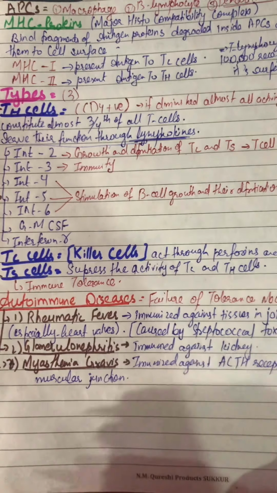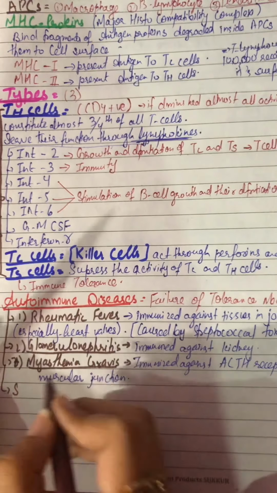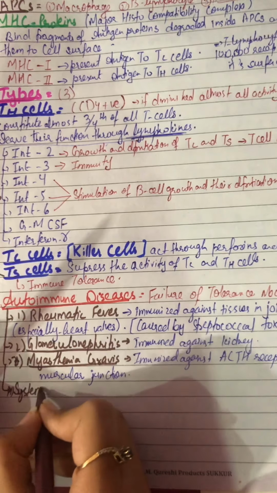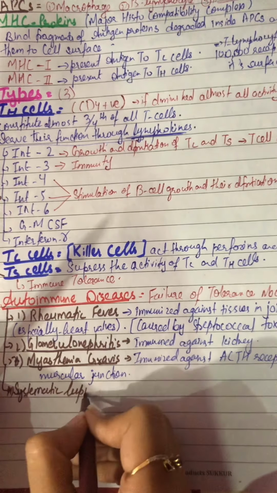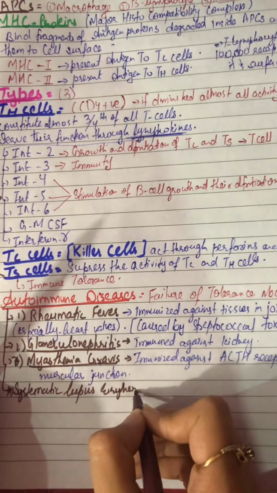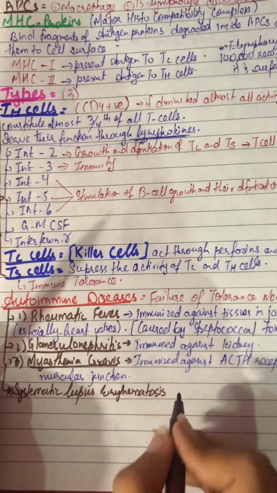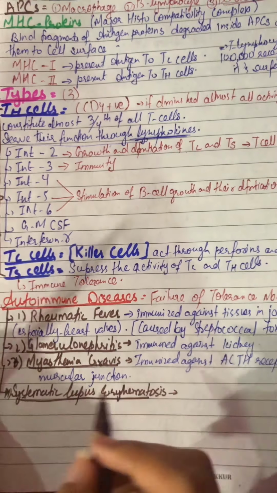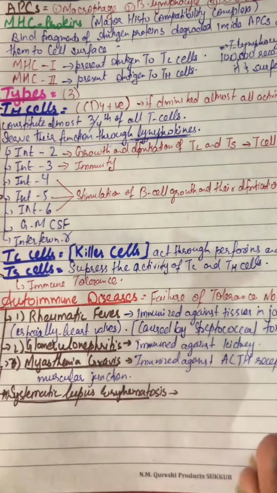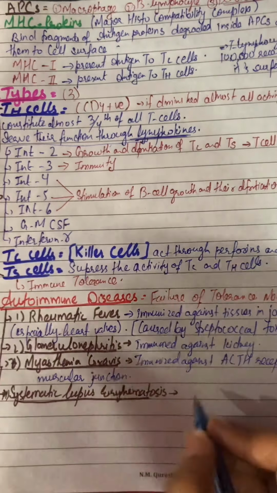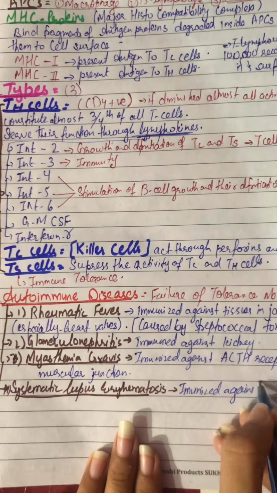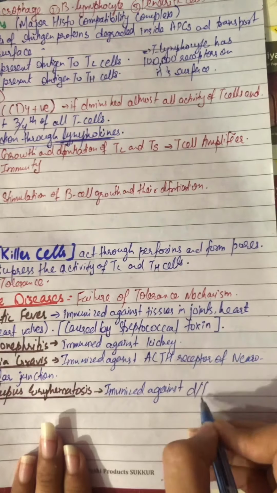Then the fourth one is systemic lupus erythematosus. It's the most common disease, called SLE. So in this disease, the body is immunized against different tissues of the body. So, immunized against different tissues.